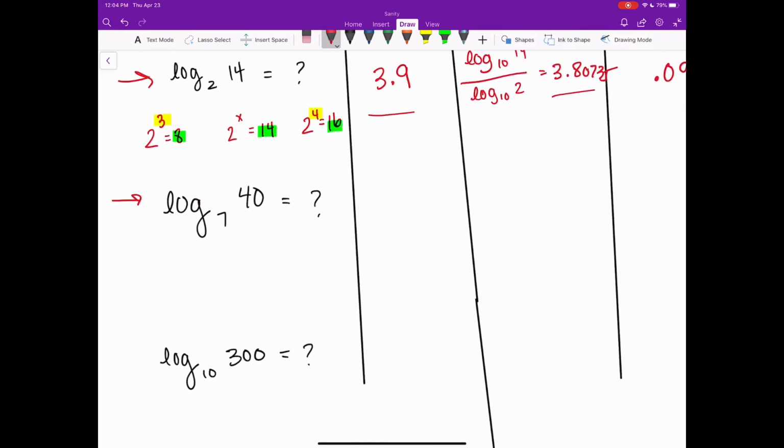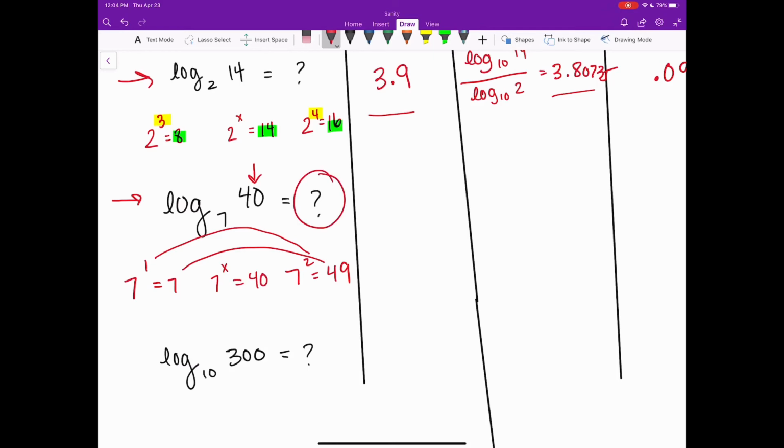Log base 7 of 40. Okay, I'm going to think about this. I know 7 to the 1st power is just 7. I know 7 squared is 49. And 40 lies between 7 and 49. So I know that my value that I have to raise 7 to has to be between 1 and 2, right? So 7 raised to some x value, that's kind of what we're trying to solve for. 7 raised to some power equals 40, and I know that that power has to be somewhere between 1 and 2. And I'm going to say it's probably going to be closer to 2 since 40 is closer to 49 than it is to 7. So I'm going to guess 1.7.